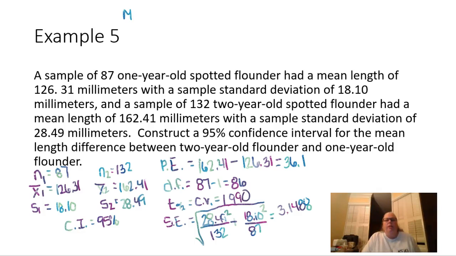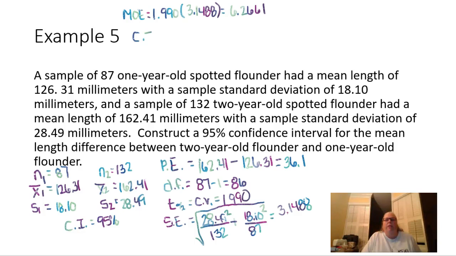We need a margin of error, and the margin of error is our critical value, 1.990, times our standard error that we just found, 3.1488, and this is going to give me 6.2661.